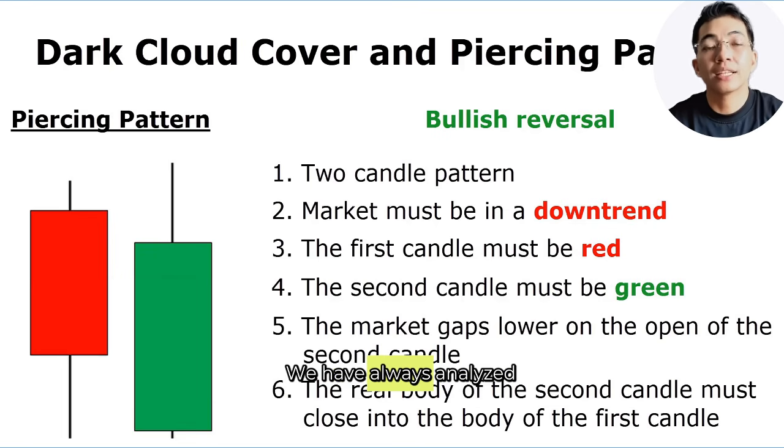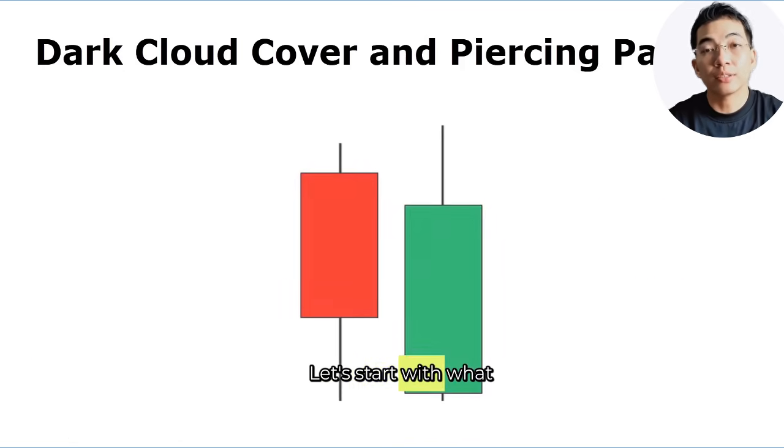We have always analyzed the patterns from a logical perspective, trying to understand the reason of the formation and where supply and demand may be addressed. I will give you the logical explanation for these two patterns, but this time I will also make an exception and will also provide you with a historical background because I believe that it is necessary to fully understand these two signals. Let's start with what this pattern is saying to us.